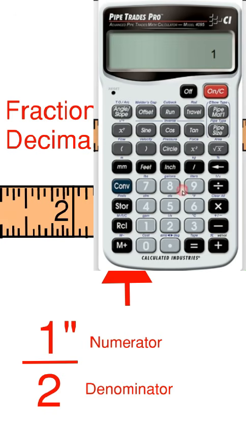So a half inch equals 1 over 2. Your 1 is your numerator, 2 is your denominator. Divide those two and you'll get 5/10 of an inch.